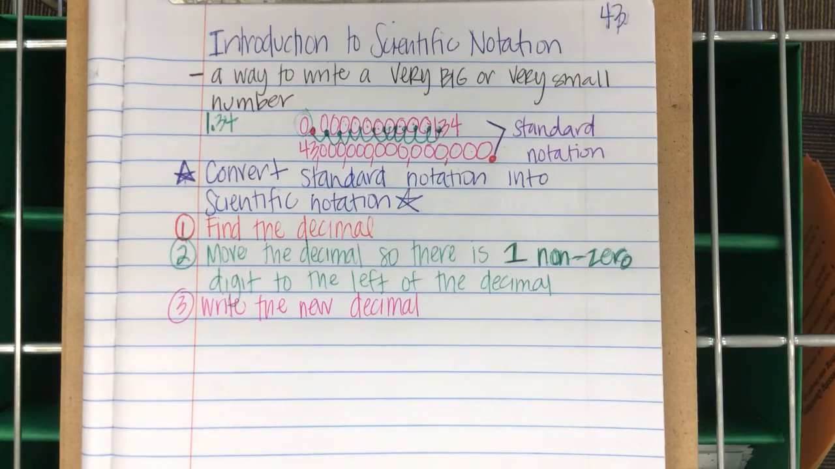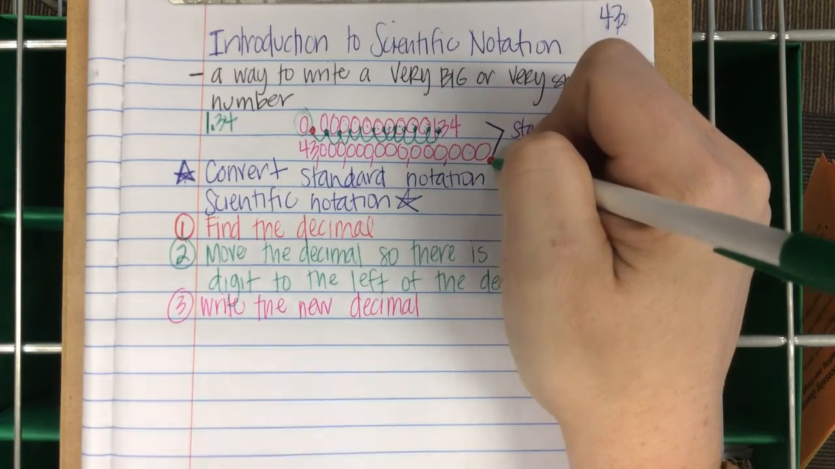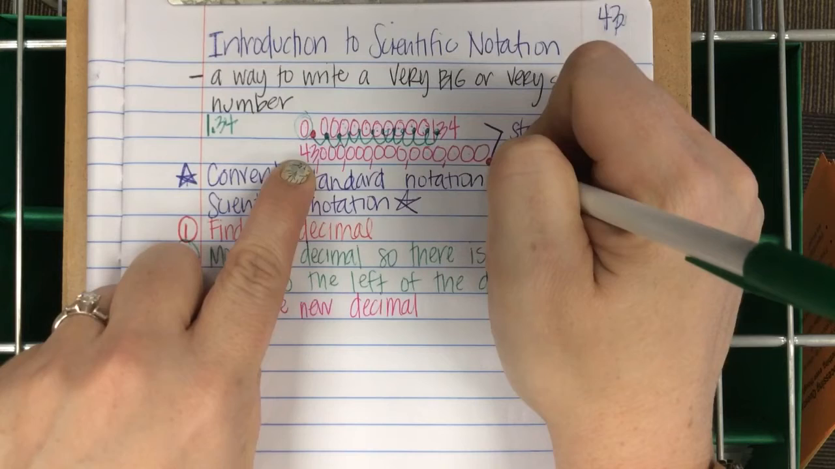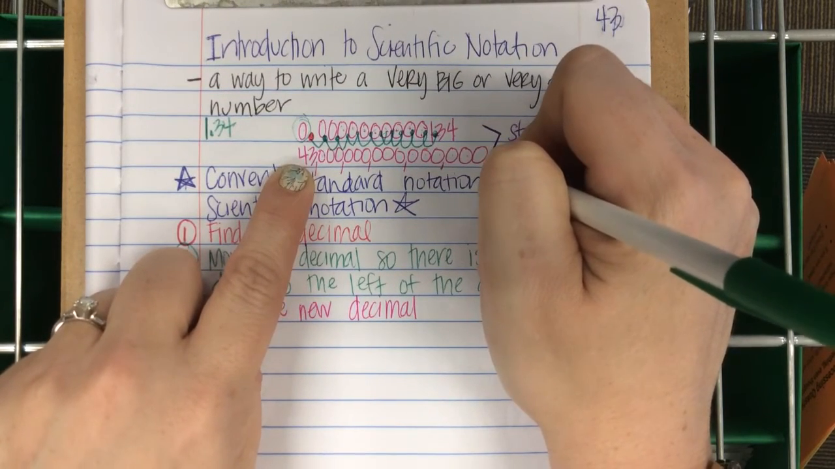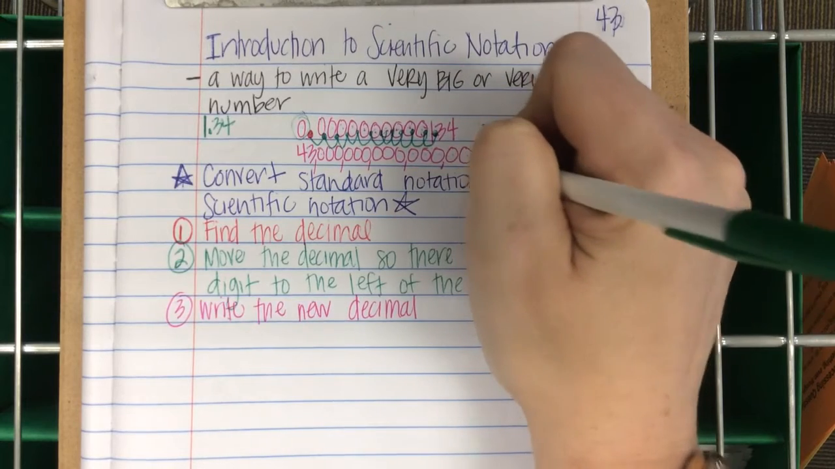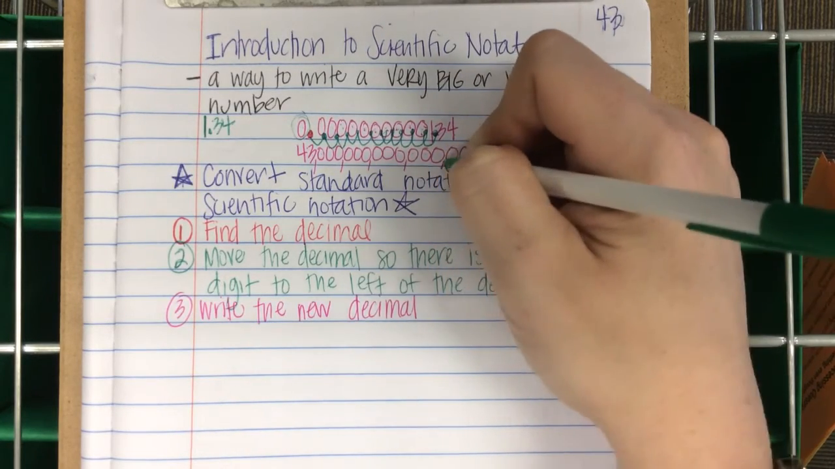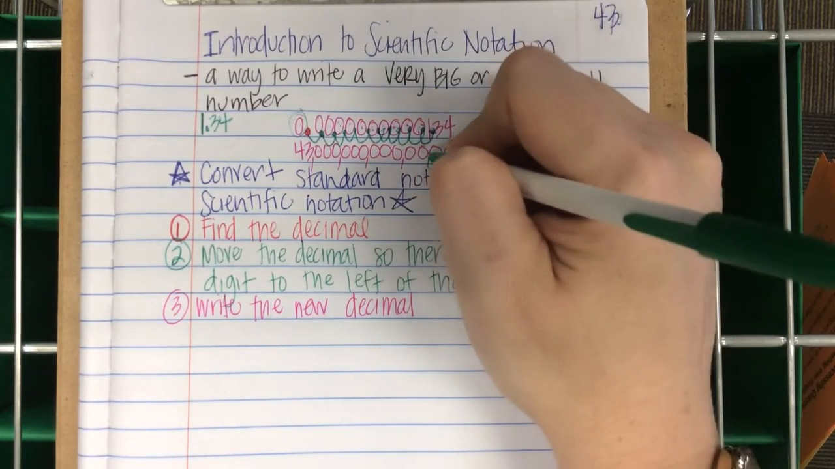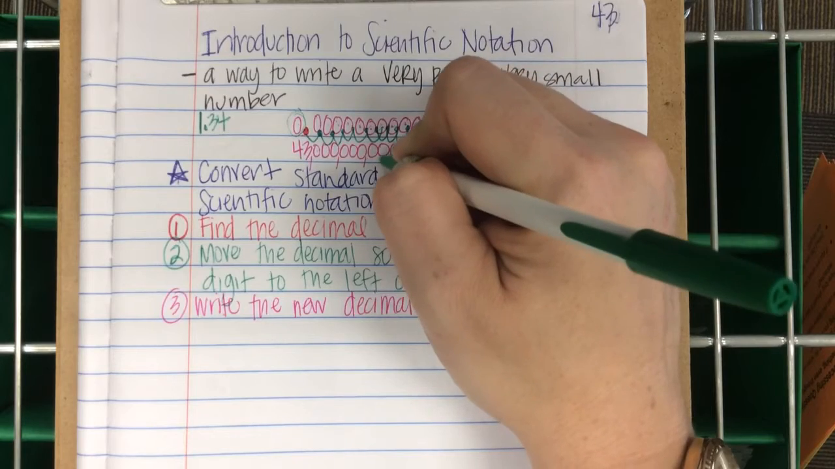Let's try this one. There's a whole bunch to the left. I want one non-zero digit to the left. So I move it once. I keep moving it until there's one non-zero digit to the left.